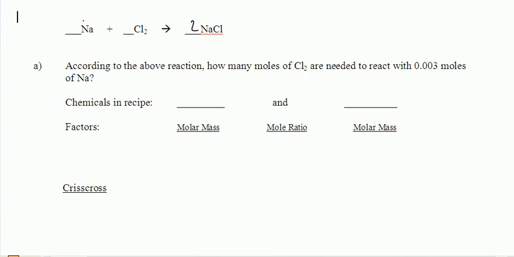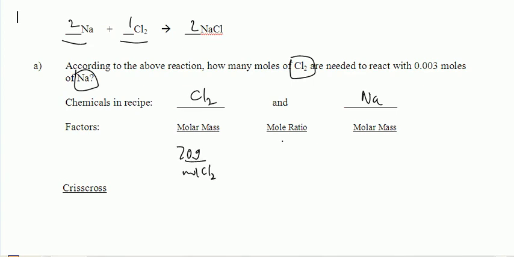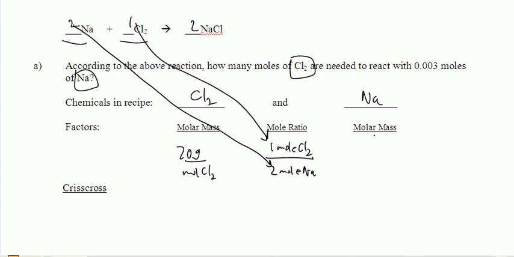So when I balance this, I got 2, 2, 1. And Cl2 is one of the chemicals involved, and Na is the other chemical involved. I'm going to underline those up here. The molar mass of Cl2 is 70 grams per every mole Cl2. The mole ratio is 1 mole Cl2 per every 2 moles Na. Okay, that 1 came from there, and that 2 came from there. And 23 grams of Na per every 1 mole Na.